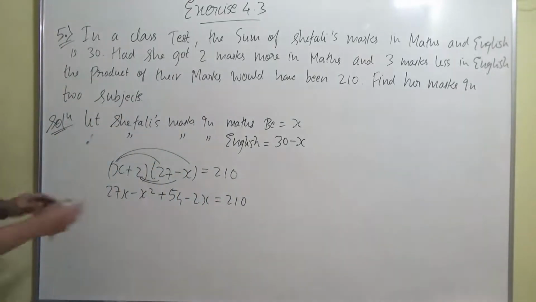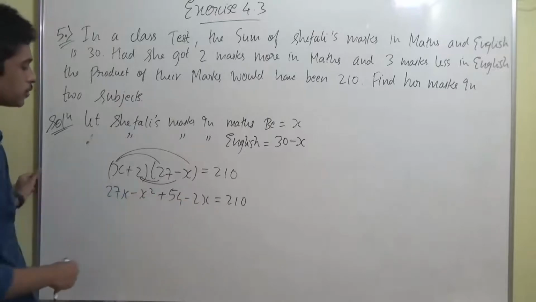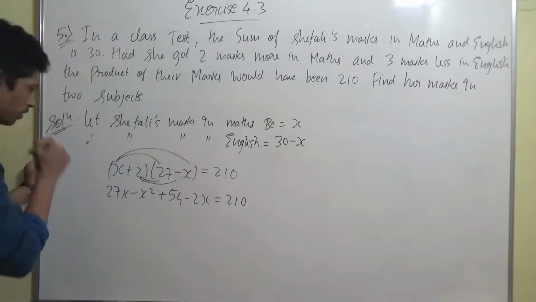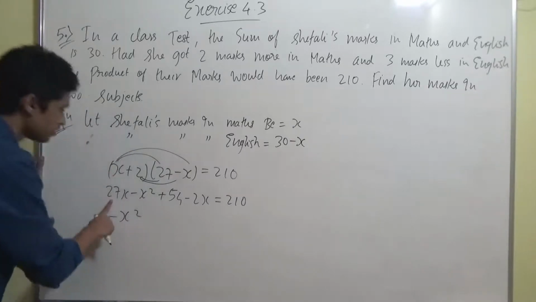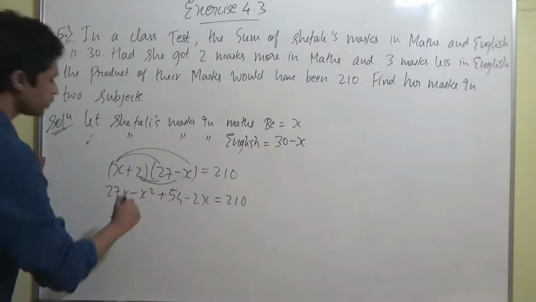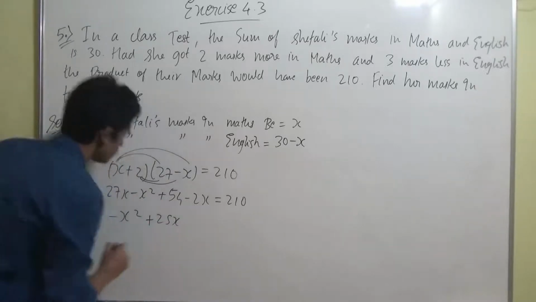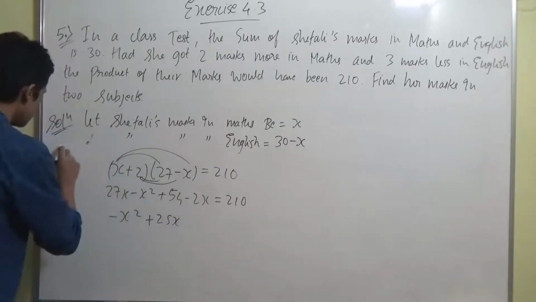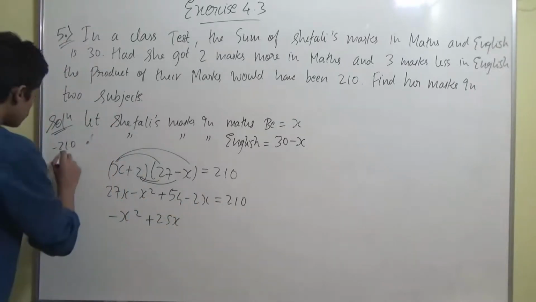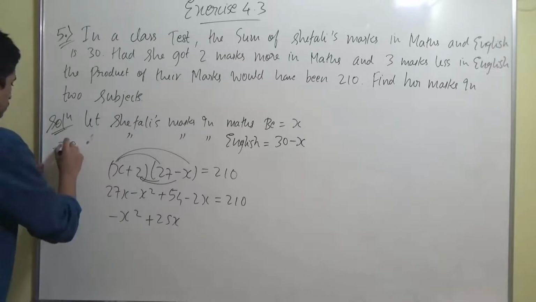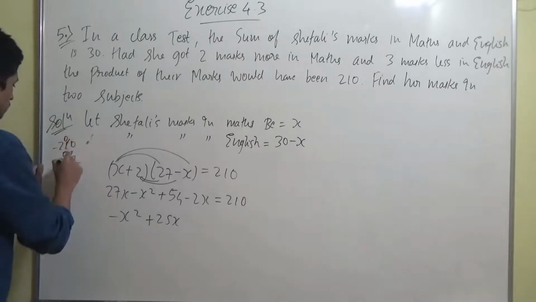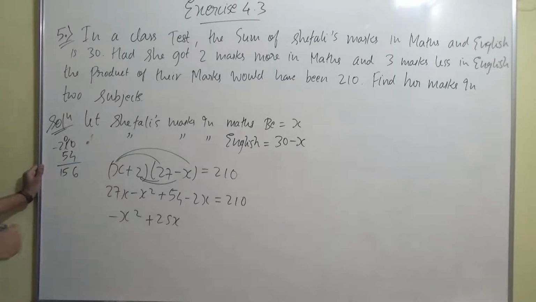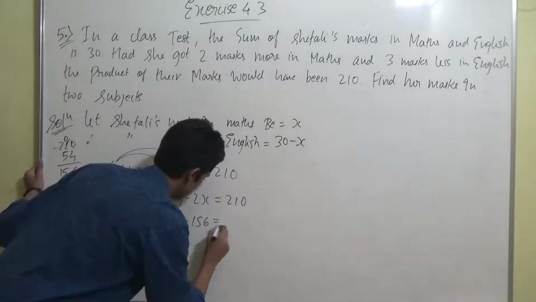Okay, guys. Now let's bring all the terms towards LHS. That is, we'll bring even 210 to LHS. So let's start putting it in proper format. It will become minus x square. So 27x minus 2x is plus 25x. And then if you take 210 to LHS, it will become minus 210 plus 54. Getting it, guys? So this will become minus 156 equal to 0.